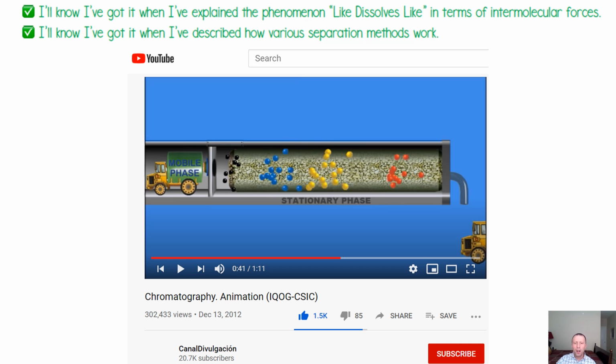While you're watching it, imagine that the packing material, the stationary phase as it's called, is polar, and that the red materials would be nonpolar, so they would come out first. Then the blue materials would be very polar, and then the yellow material would be somewhere in the middle. Thank you to Canal Divulgación for making this awesome animation.